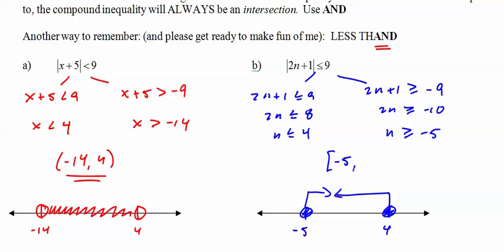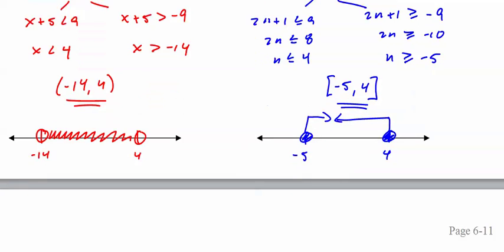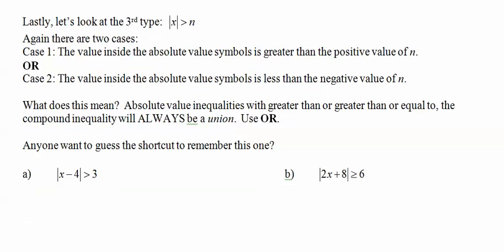Negative 5, comma, 4. So, try 0. 1 is less than or equal to 9. Works. Try 3. 6 plus 1 is 7, which is less than or equal to 9. Try negative 4. Negative 8 plus 1 is negative 7. Absolute value 7 is less than or equal to 9. Works. It's complex stuff.